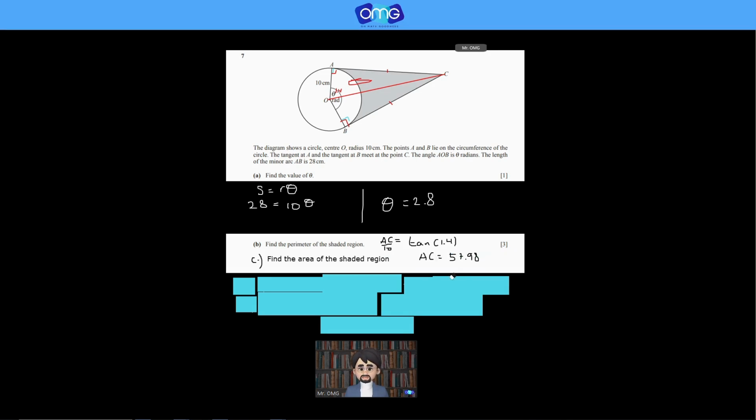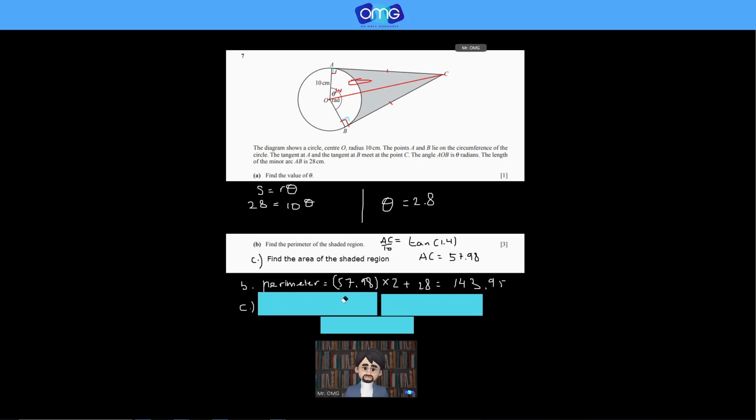And from here we already find AC. To find the perimeter it is easier for us, since it's only AC plus BC, which is 57.98 times 2, plus the arc AB, which is 28, and that makes 143.95 as the perimeter. And how about the area of the shaded region?